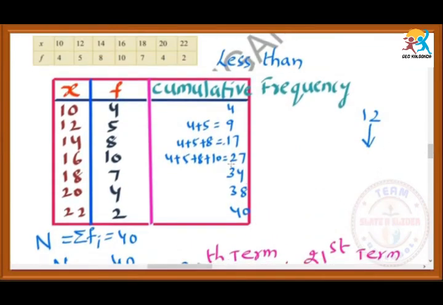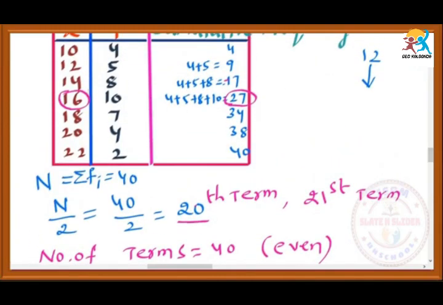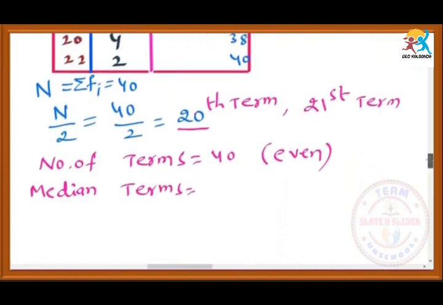So this 20th term and 21st term are both present in the 27th. Check this, they are not present in the 17th term. The 20th and 21st terms will be in the 27th term, though we will get them in the 34th term also. But before that, in the 27th term itself, we got the 20th term and 21st term. So its x value is 16. So the 20th value is 16 and the 21st value is also 16.